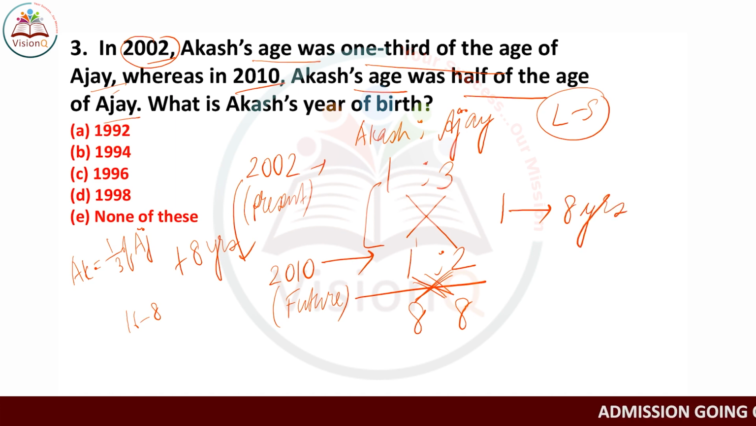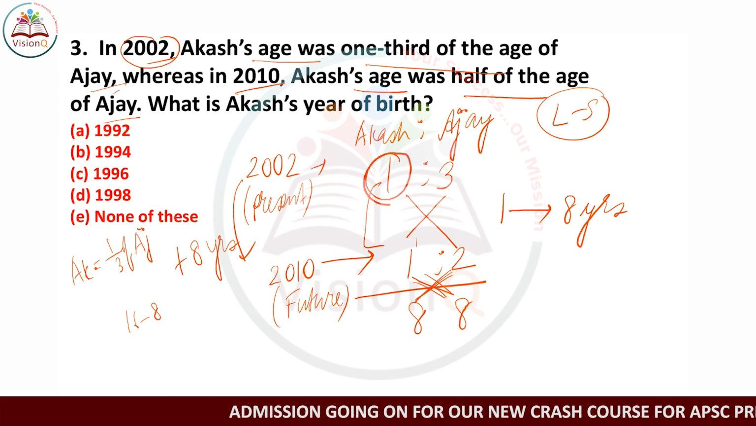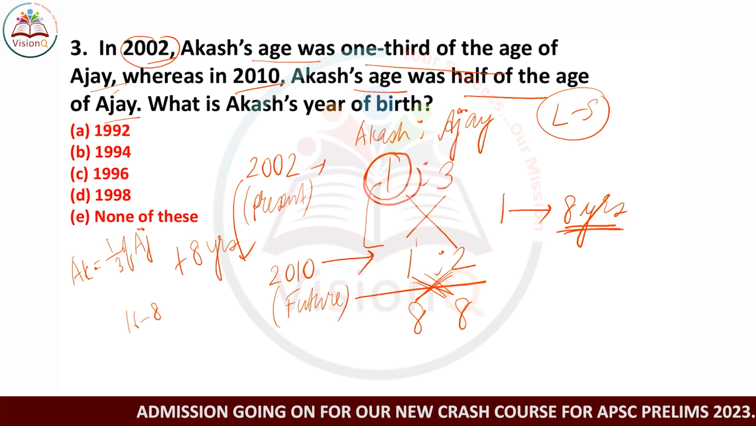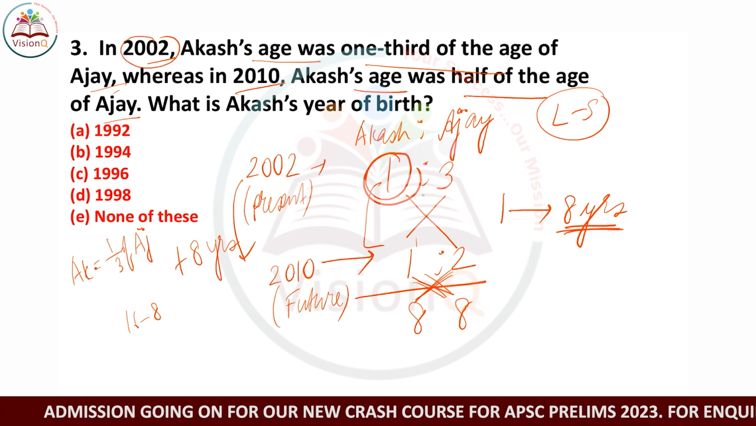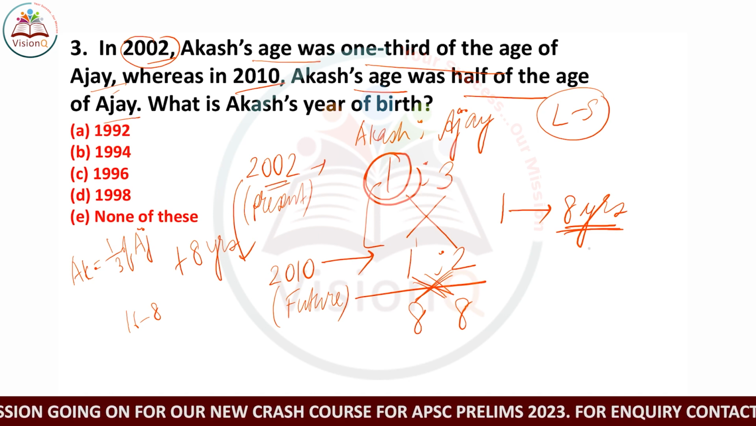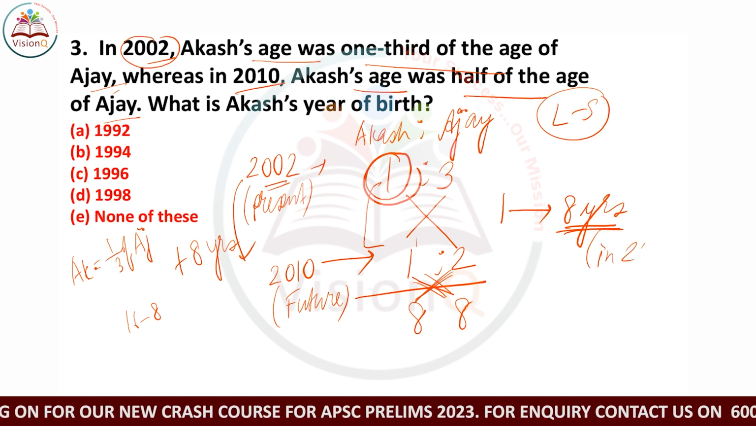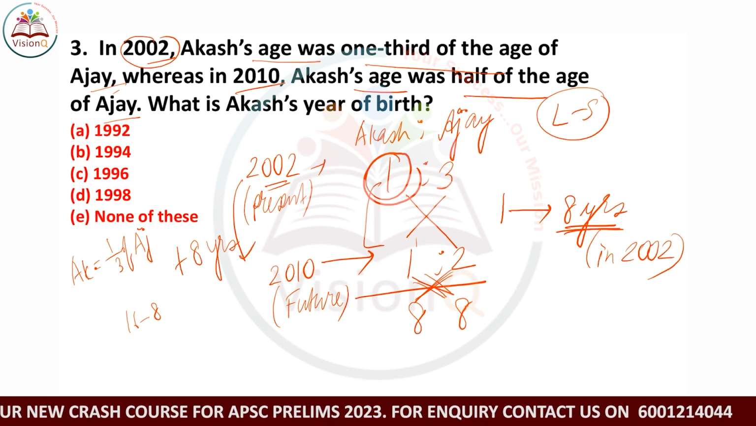If 1 is 8 years, it is asked to find out Akash's year of birth. To only find out the age of Akash, if 1 is 8 years, so this 1 will represent 8 years. So 8 years is the present age of Akash in 2002. Okay, in 2002, the age of Akash is 8 years.